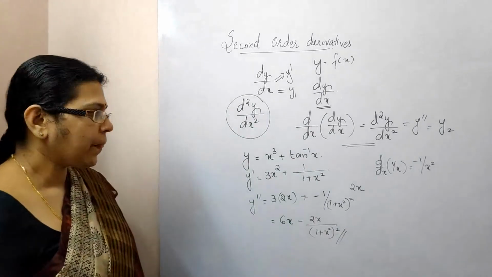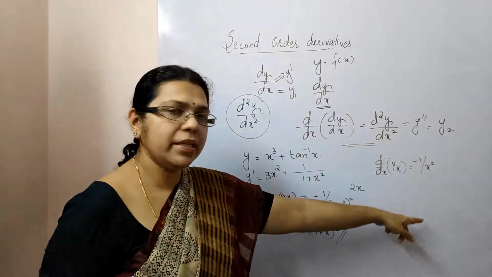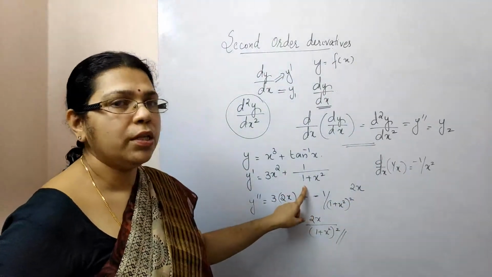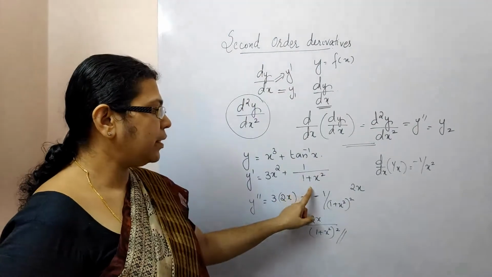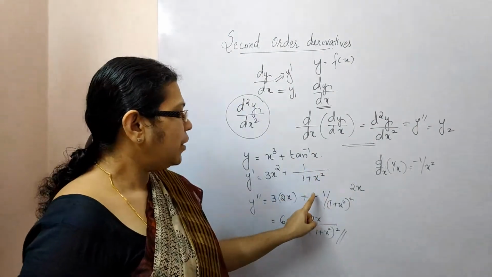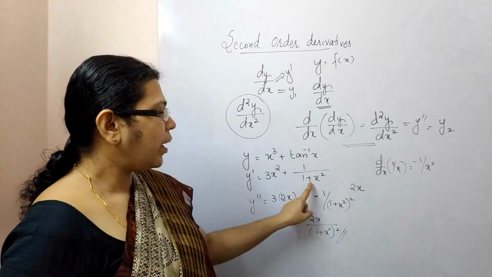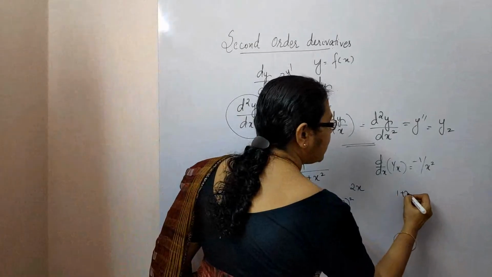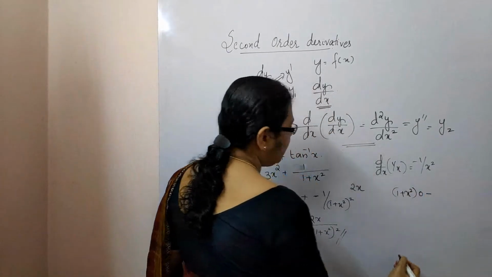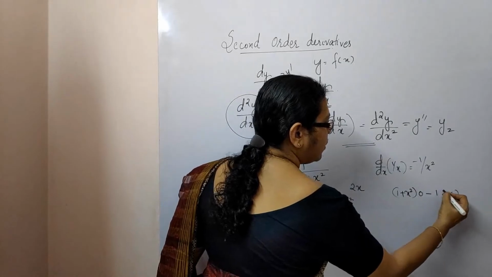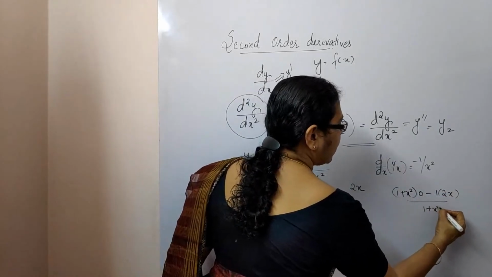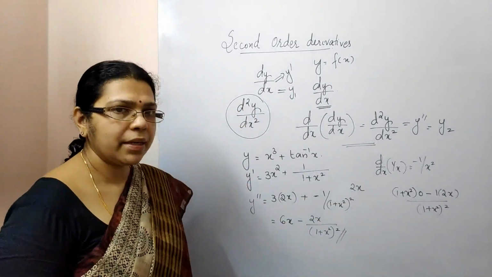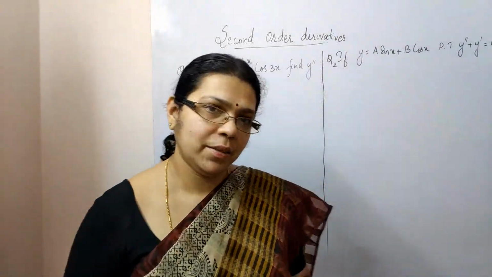Am I clear? Otherwise here I have taken it as minus 1 by x square. Derivative of 1 by x is minus 1 by x square. So if you want you can apply which rule? The quotient rule also. That is denominator into derivative of 1 is 0, minus numerator into derivative of the denominator. I shall write 1 plus x square into derivative of 1 which is 0, minus 1 into derivative of this which is 2x, by 1 plus x square the whole square. This is exactly the same thing. Am I clear? Now let's see another question.